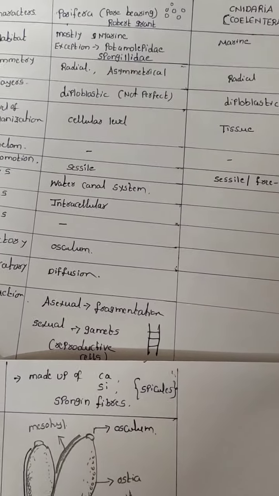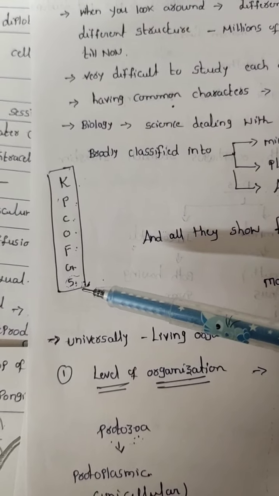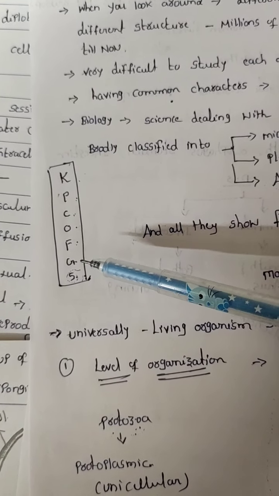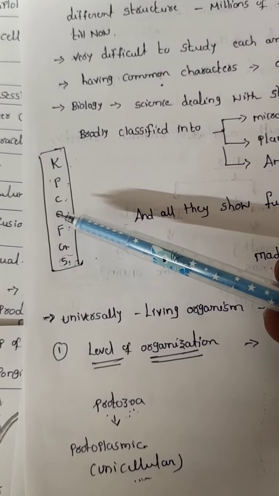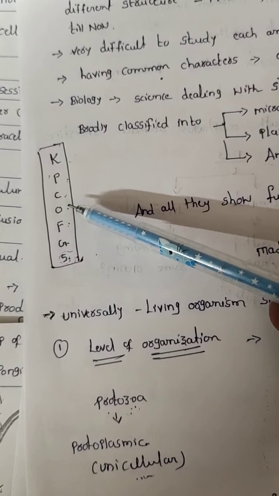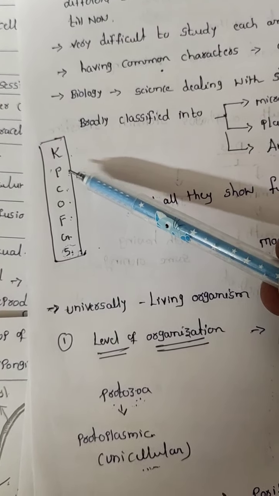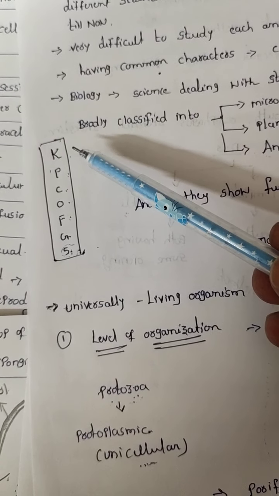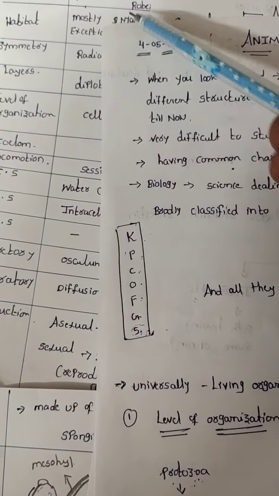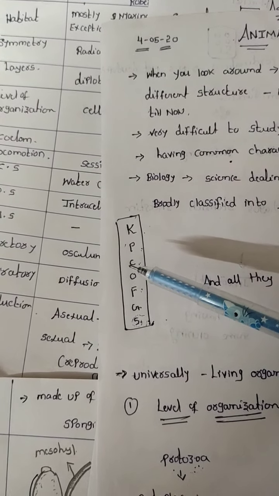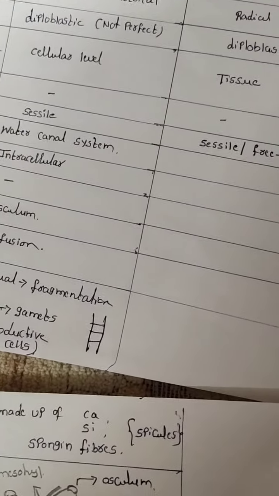Now, I already said, the basic unit of classification is what? Species. The group of species is known as a genus. The group of genera is known as a family. The group of families is known as an order. The group of orders is known as a class. The group of classes is known as a phylum. The group of phyla is known as a kingdom. Now in kingdom Animalia, the first phylum is the Porifera. Below the phyla they have classes. Now we can discuss each and every phylum.